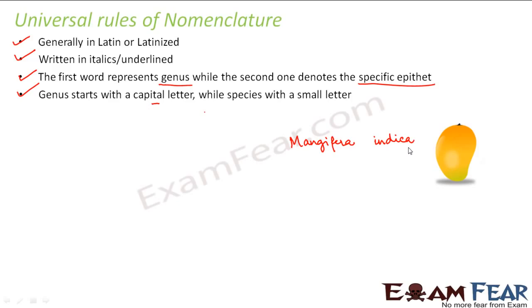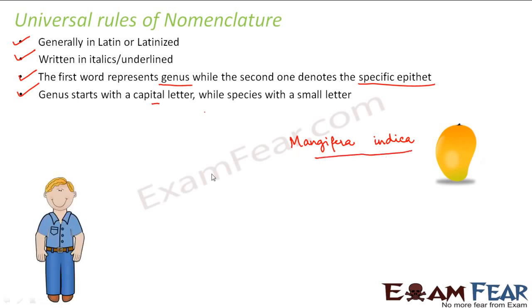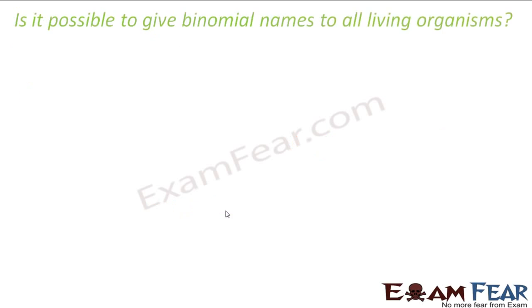So how do we write it? If it is printed, it will be in italics. If it is handwritten, then it has to be underlined. So similarly, for human beings, what is the scientific name? It is Homo sapiens. Where Homo denotes the genus and sapiens denote the species, right? So these are some of the rules of nomenclature.